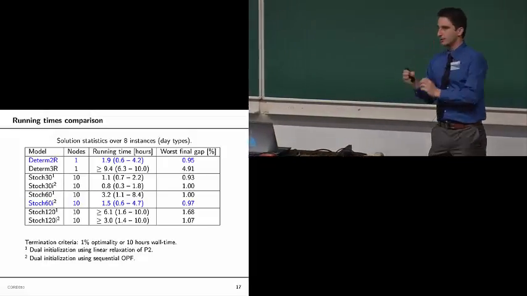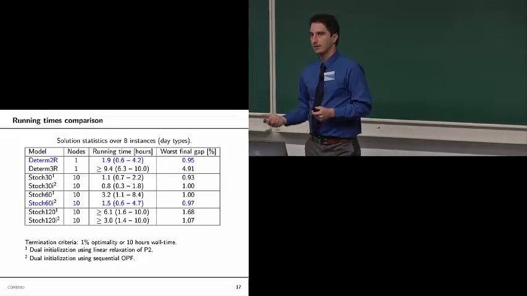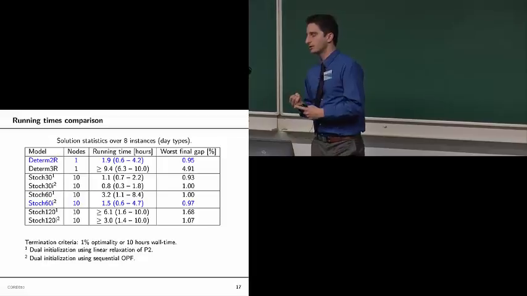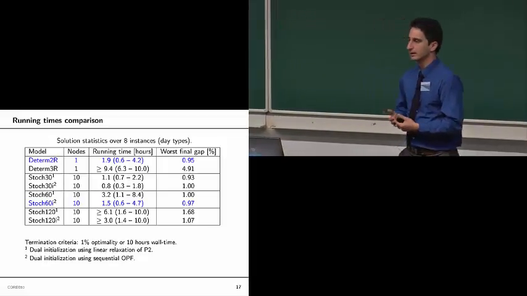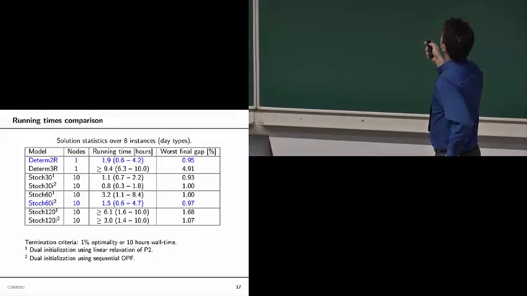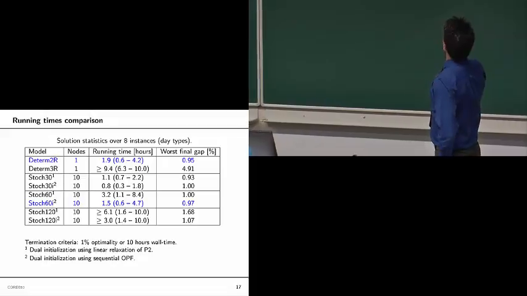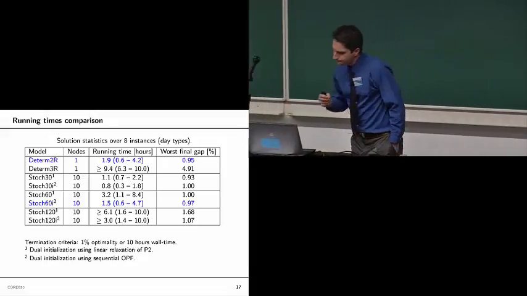Why am I saying worst case? In order to simulate an entire year, we run one day type at a time, depending on what season it is and whether it's a weekend or a weekday. So that makes for 8 day types, and you're seeing here the best, worst, and average running times, as well as the worst case optimality gap.